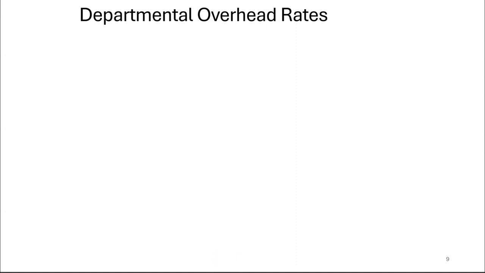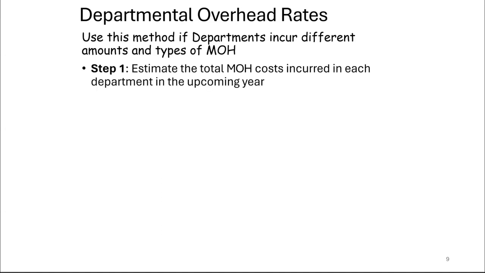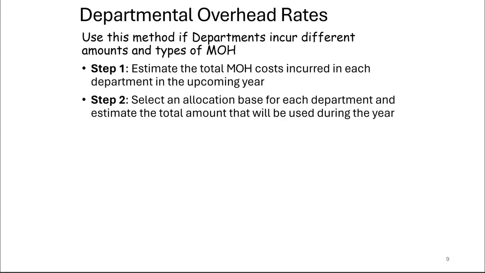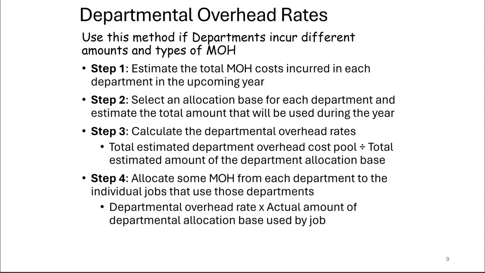Now, departmental overhead rates. Use this method if departments incur different amounts and types of overhead. First, we're going to estimate the total overhead costs incurred in each department for the upcoming year. Then they're going to select an allocation base for each department. Now, it can be, again, labor hours, machine hours, or labor dollars, depending on what they think drives the costs. Then they're going to come up with the overhead rate based on the department's overhead cost divided by the allocation base. And then we're going to allocate it based on actual usage of that particular base.